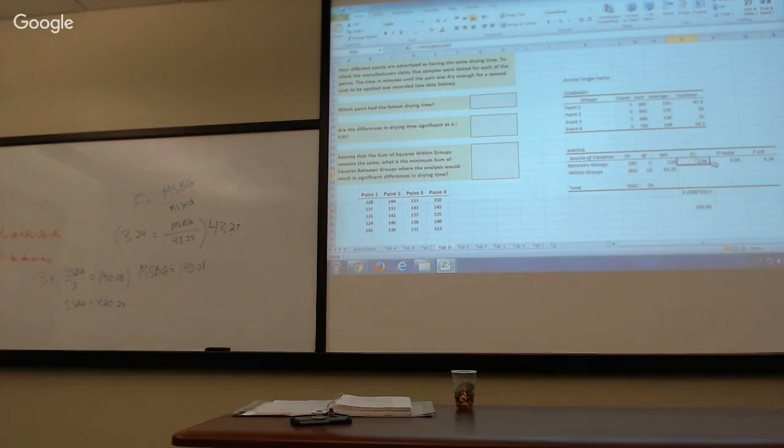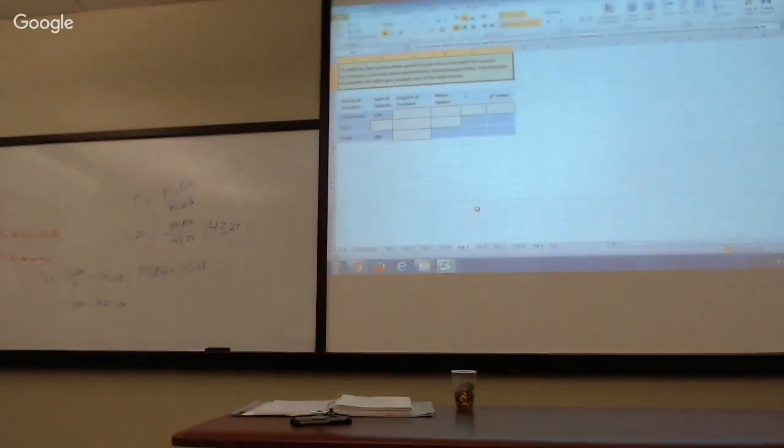For our P value, it is going to be equal to F.DIST.RT, right tail, of this, our F value, our first degrees of freedom, our second degrees of freedom. That will give us our P value. So this one here, we just look at our formulas in our book. We know that our error term must be the difference between our total and our sum.